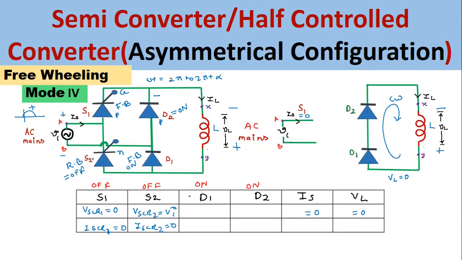Now we will come to the diode D1. Diodes D1 and D2 are in conducting mode, therefore the current through these diodes will be equal to the load current. So the currents ID1 and ID2 are equal to IL because they are connected in series. So the same current will flow through these diodes. Now what will be the voltage? Since they are in conducting mode, the voltage across them will be taken equal to 0 in the ideal condition. So now we will use all this data of modes 1, 2, 3 and 4 to draw the output waveforms of the semi-converter of asymmetrical configuration with load inductance.